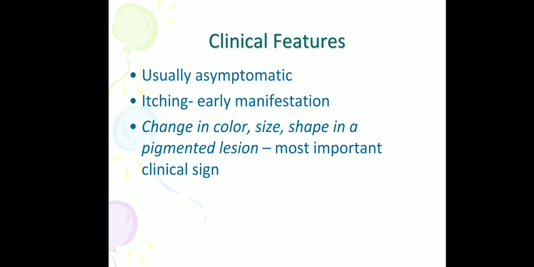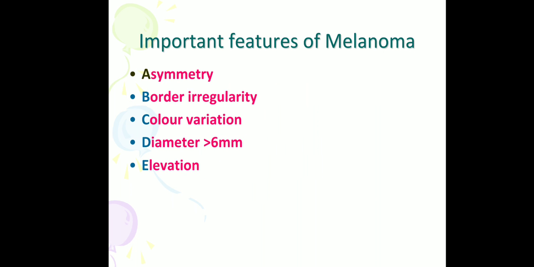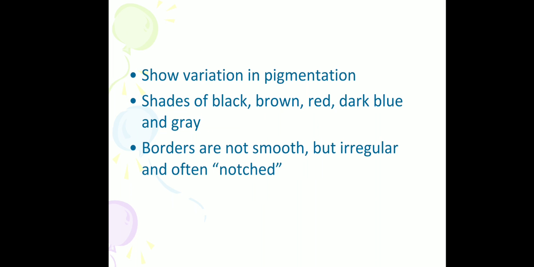Usually these are asymptomatic. Itching is the early manifestation. Change in the color, size, or shape of a pigmented lesion are the important clinical signs. So the important features of melanoma are asymmetry of the lesion, border irregularity, color variation, diameter more than 6 mm, and elevated lesion. So, the ABCDE of malignant melanoma.